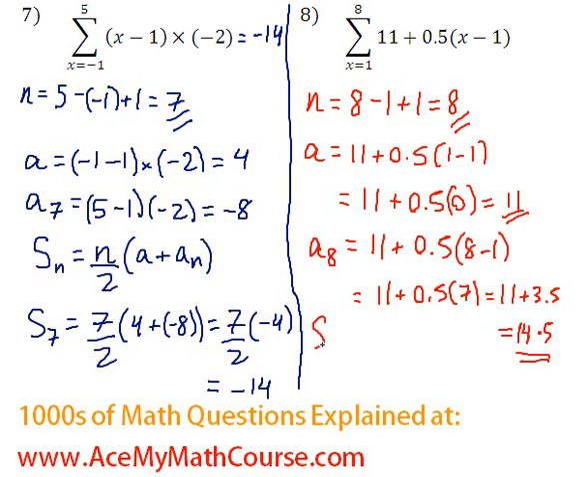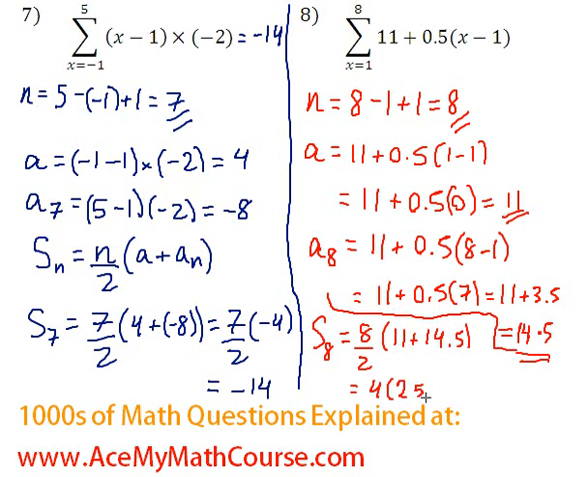So now we're looking for S8. We don't have too much room here. And n over 2 is just 8 over 2 times a, which is 11, plus our last term, which is 14.5. So that's going to be 8 divided by 2, 4, times 25.5. I'm extra slow today for some reason.